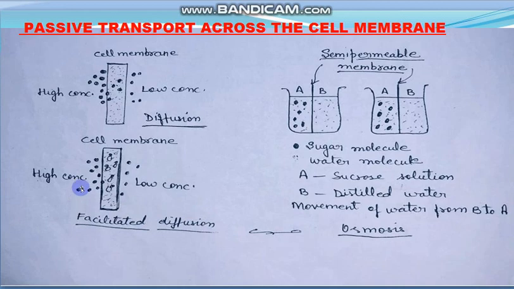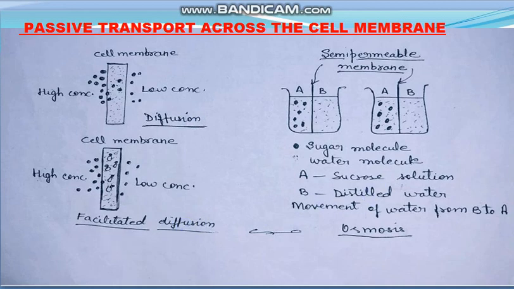See here, this is the area of high concentration, this is the area of low concentration. In case of diffusion, there was no need of any carrier molecule, but in facilitated diffusion, these are the carrier molecules. They carry the molecules and then they cross this cell membrane. So this type of passive transport is known as facilitated diffusion. So these are the three types of passive transport: through diffusion, through osmosis, and through facilitated diffusion.